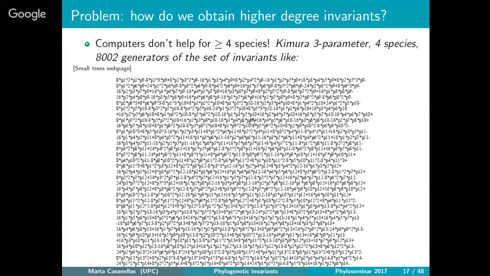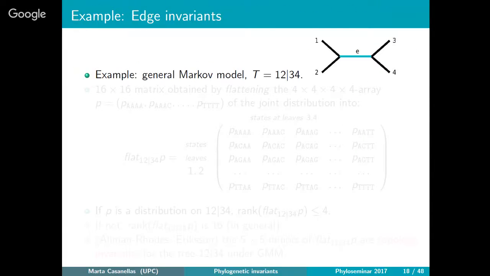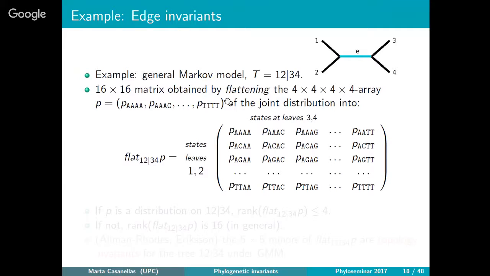So let me tell you some good news. There are some invariants of high degree that are very easy to obtain. For example, let's consider the general Markov model on this quartet tree and consider the vector of joint distribution, this vector here, and rearrange it in a matrix in the following way. We call it the flattening matrix according to the bipartition 1, 2 | 3, 4.